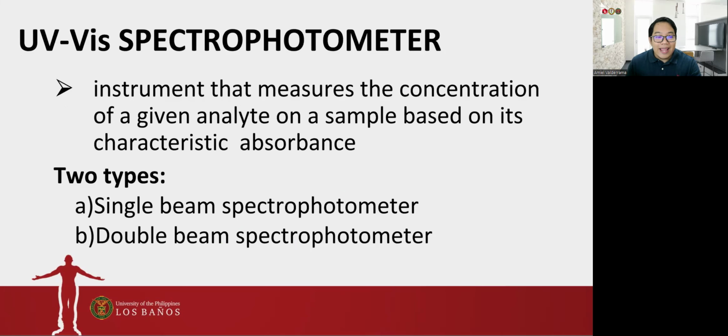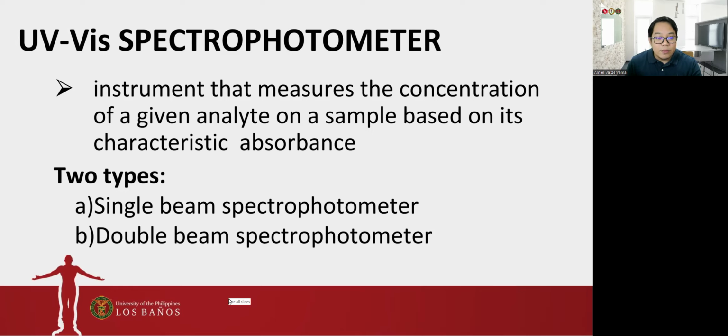For Exercise 10, we will be focusing on the UV-Vis spectrophotometer. This is an instrument that measures the concentration of a given analyte in a sample based on its characteristic absorbance. When we say UV-Vis, it usually means the UV-Vis spectrophotometer. We have two types of UV-Vis: the single beam spectrophotometer and the double beam spectrophotometer. Later on, we will discuss more on the difference between these two.